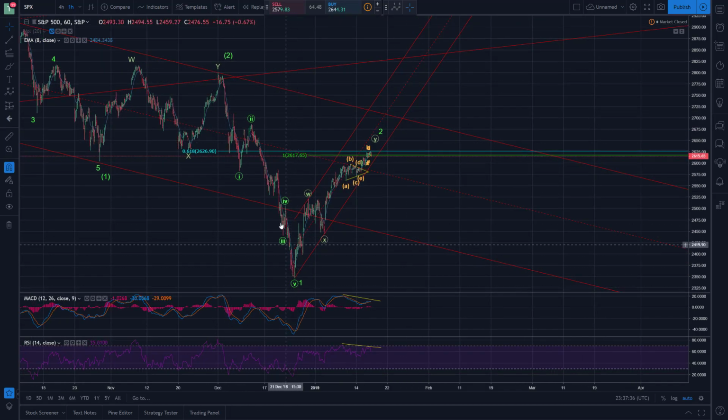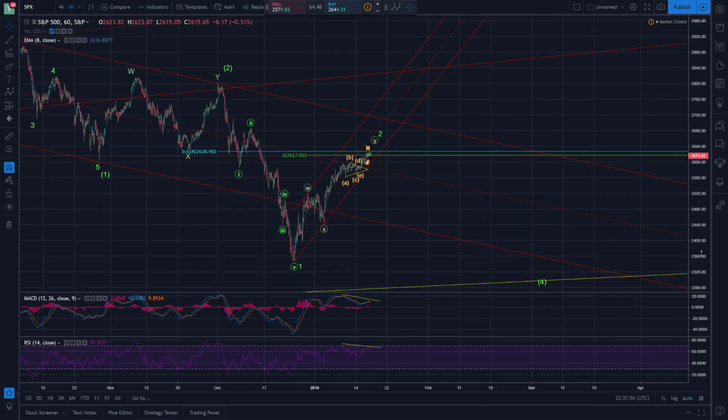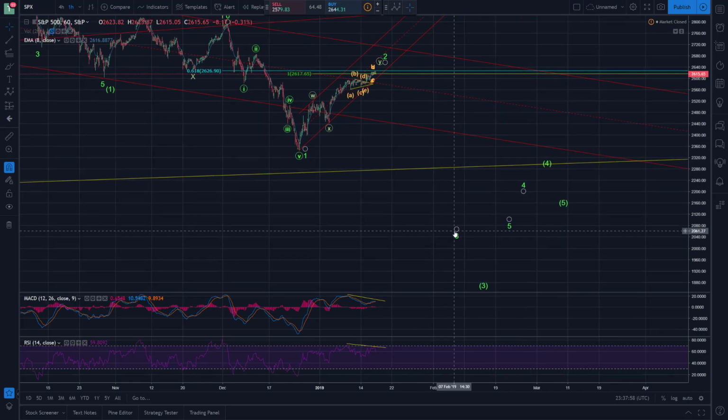They're not the prettiest, but they do work. So you have 1 down, 2 up, 3 down, 4 is a little small for my taste, but it works. And then 5 down for minor 1. Then you have W, X, Y up for minor 2. And then obviously looking anytime now to pivot down in minor wave 3, and come down here, right?